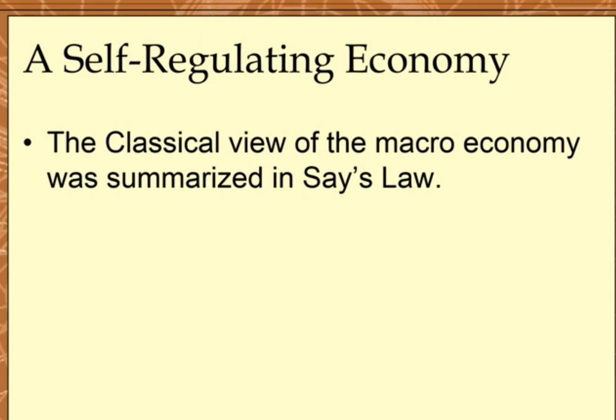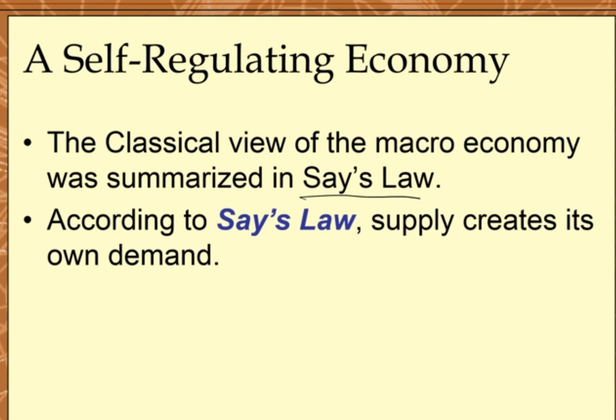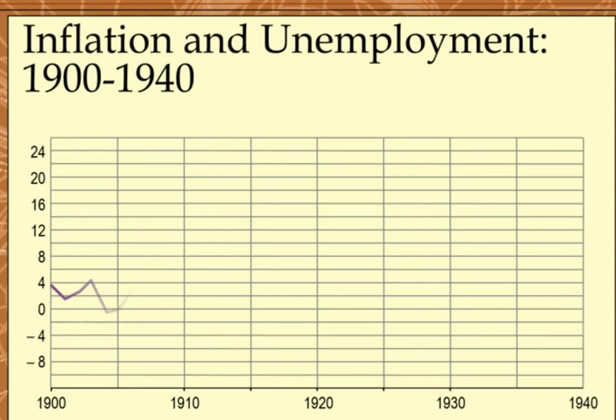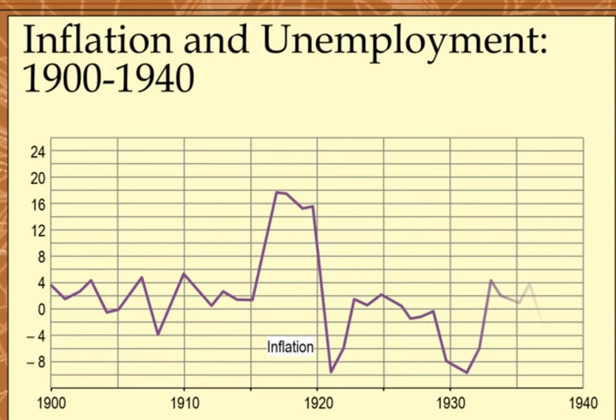The underlying principle of a self-correcting economy is Say's law. Say's law tells you that when you produce something, you're also paying somebody, and when you pay somebody, you give them the means to buy what they produced. So supply creates its own demand, so to speak. And you can see over time how the economy has expanded and contracted.